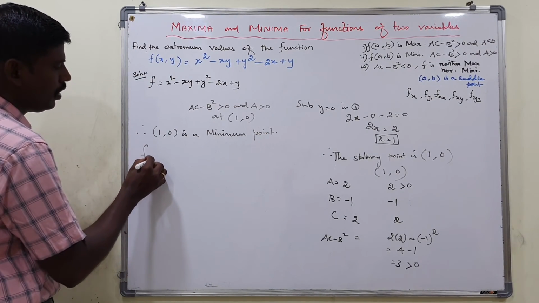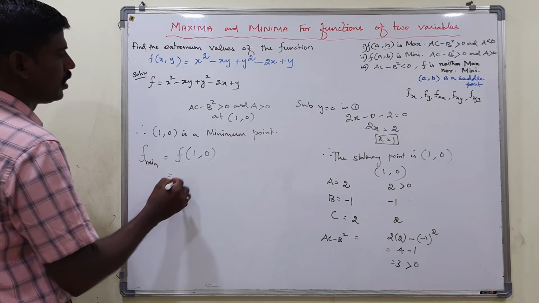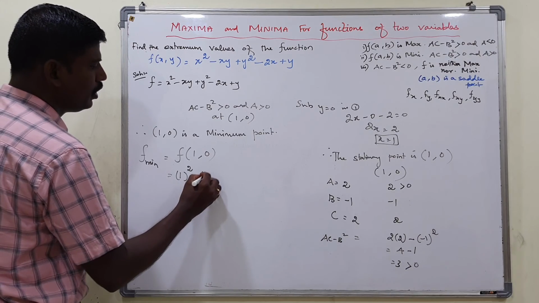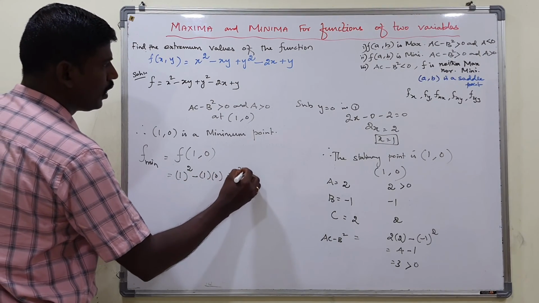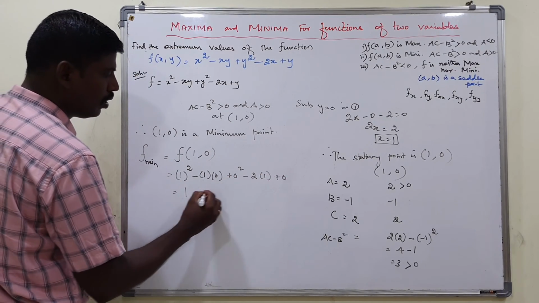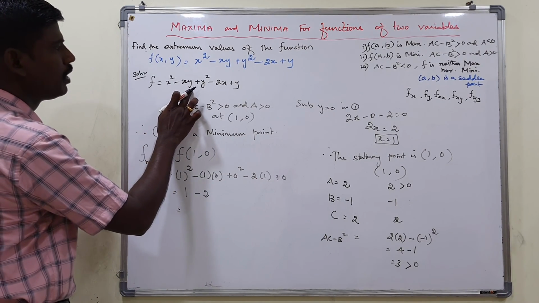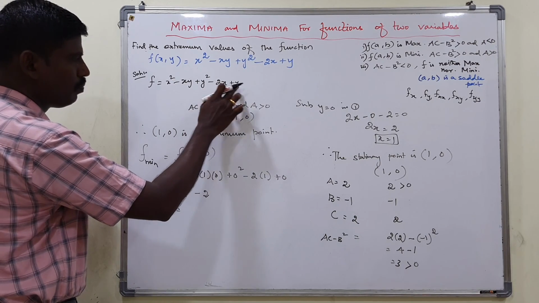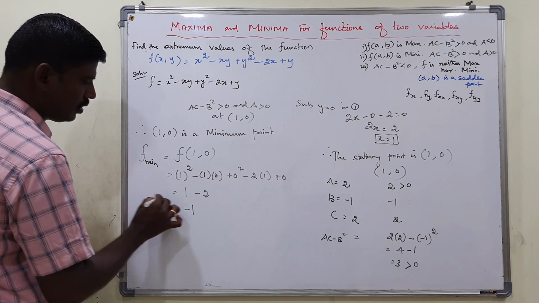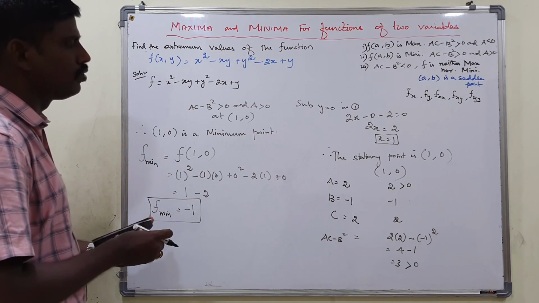So minimum value. What is the minimum value? f minimum is equal to f at (1, 0). So 1 square minus 1 into 0 plus 0 square minus 2 into 1 plus 0. So 1 minus 2. This becomes 0, this becomes 0, this becomes -2. So -1. So the minimum value of f is -1 at the point (1, 0). That's all. Very easy problem.